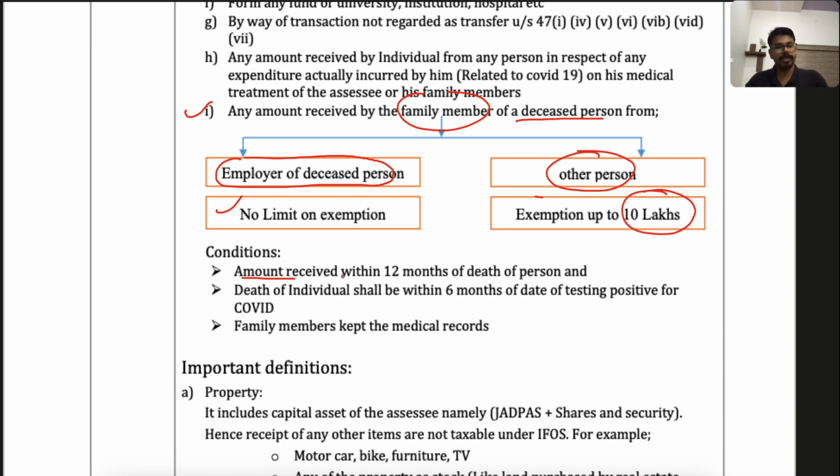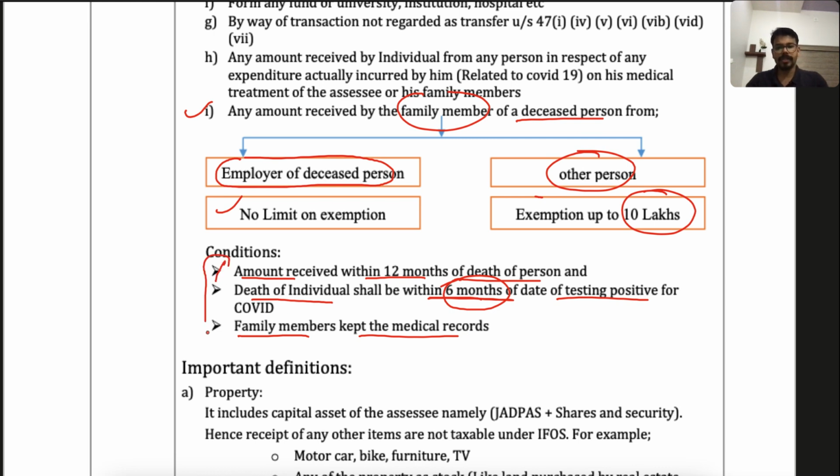The amount shall be received within 12 months from the death of the person. Also, the death of the individual shall be within 6 months from the date of testing positive for COVID. Otherwise, we can say that it may be due to other illness, right? So they're saying that the person must have died within 6 months from the date on which he was diagnosed with COVID. And the family members shall keep the medical records. All these conditions are there.